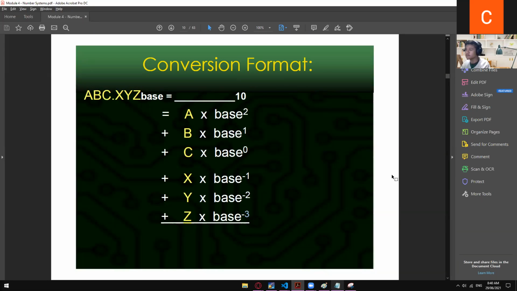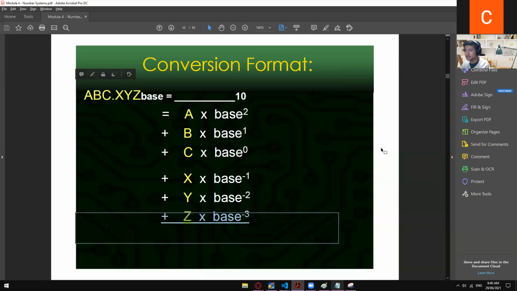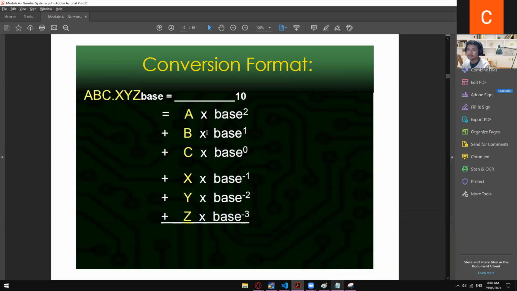Okay, so that's basically it, the format on how to convert any base into a decimal. And then just add everything, and you will get the result, which is now the converted result from this base to the decimal. Okay, so are we clear so far?